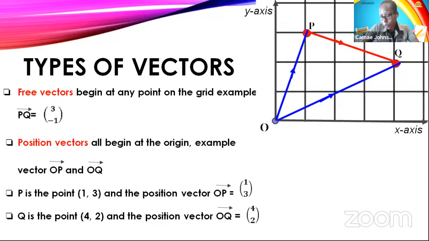Let's check if vector OP is correct. It's 1 unit to the right, parallel to our x-axis. Yes, that's correct. And it's 3 units upwards vertically, parallel to the y-axis. It's the same for vector OQ. We're going 4 units parallel to our x-axis and 2 units upwards parallel to our y-axis. We hope you all are clear on these types of vectors.